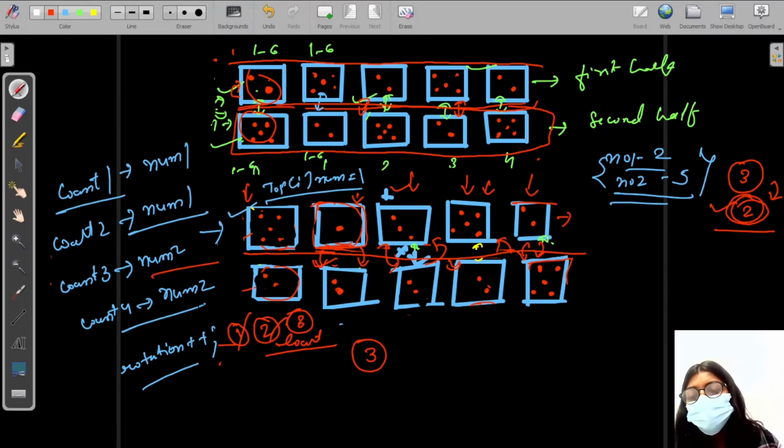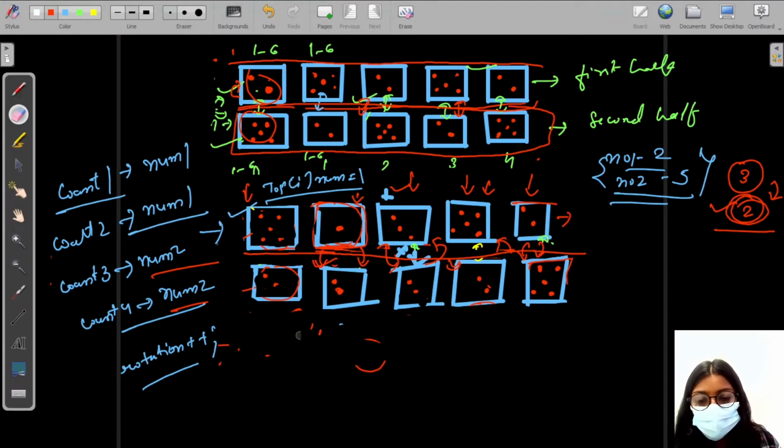Now consider the case when I want to make my top half to contain number 2, which was 5. Okay. My top half to contain number 2. Now, rotation is initially equal to 0, number 2 is 5.